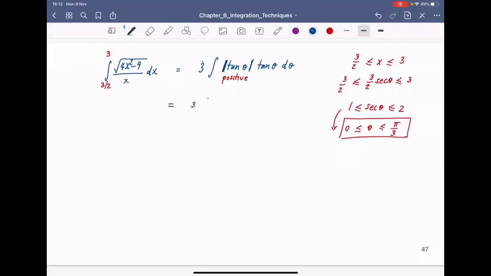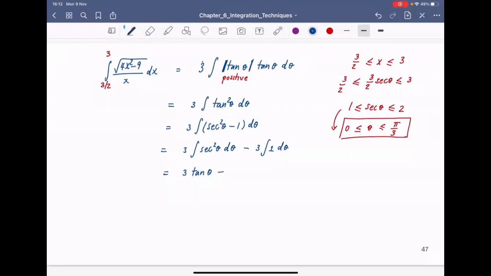So we're going to have 3 times the integral of tan theta. Well, no minus sign here. Also, tan squared you can integrate by switching to secant squared minus 1, which we just discussed in the first 10 minutes. This is going to be the integral of secant squared d theta minus 3 times the integral of 1 d theta, which is going to be 3 tan theta minus 3 theta plus c.